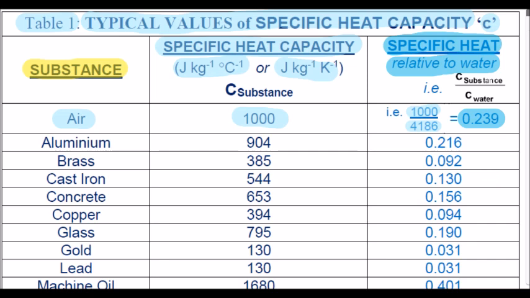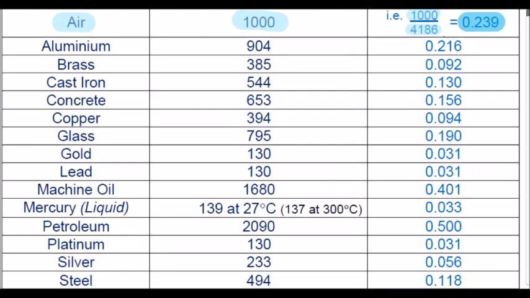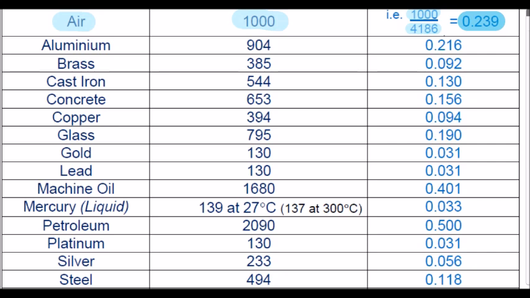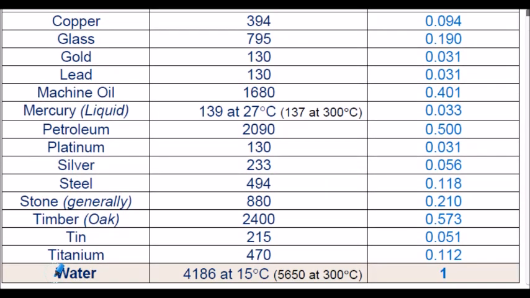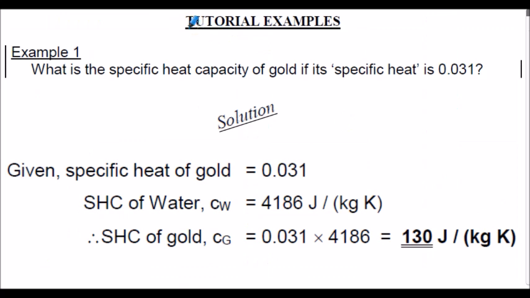So here's the full listing of table 1. You'll note now that for water, having a specific heat capacity of 4186 joules per kilogram per K, the specific heat is obviously a value of 1. Let's consider a few tutorial examples.